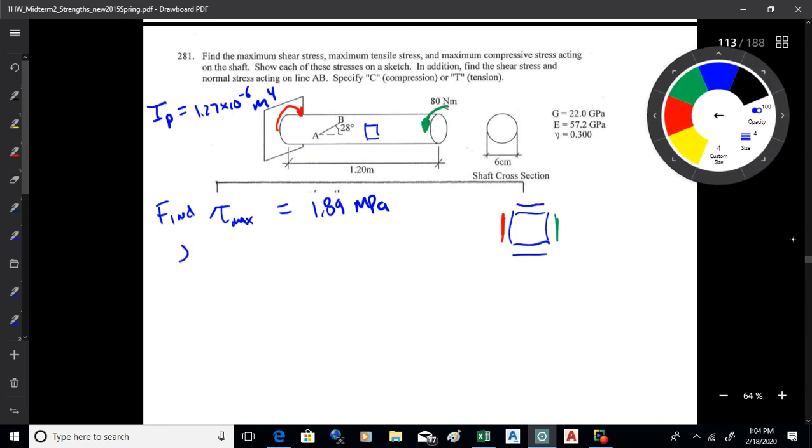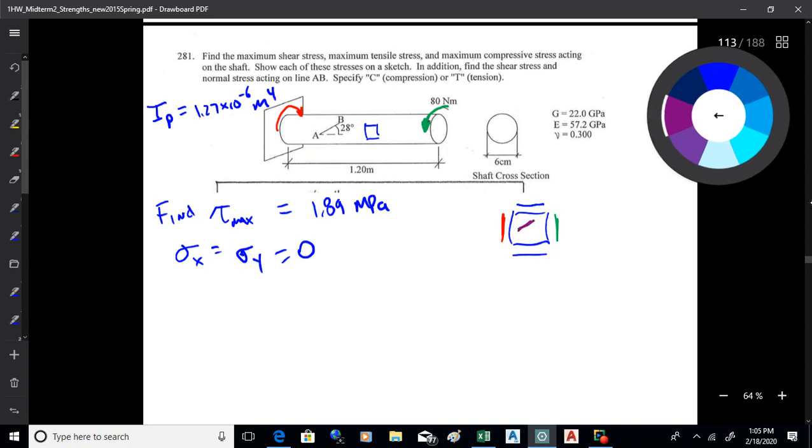Keep in mind that when you do that, sigma x and sigma y are 0, okay, biaxially. There's no normal stress in the x or y directions. Okay. So once you have that, then you just throw the equations at it to find the stress on that line. What you're looking at is a line that is in here, kind of runs like that. That's AB.